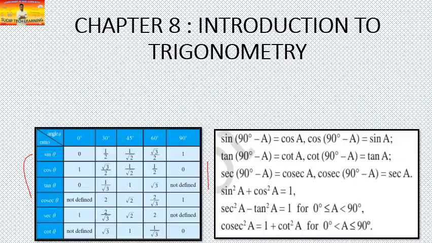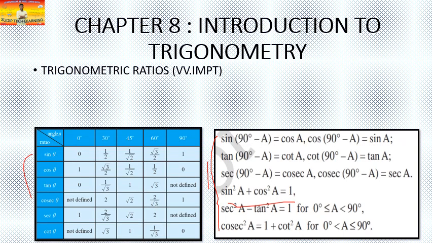And alongside, you have to know these identities. These are a few identities that you have to know. If you know this, again I'm telling you the same thing, your chapter is done. Trigonometric ratios are very, very important. There is nothing but this table, and the identities. If you know these, everything in this chapter is based on this.